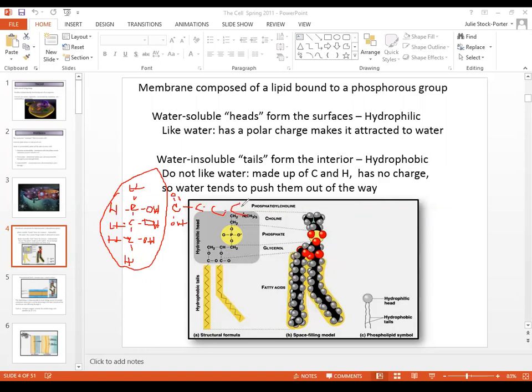So we'll just go ahead and make a drawing of that. And all these valence electrons are hooked up to hydrogen. I think you get what I mean, even though my drawing's pretty bad.